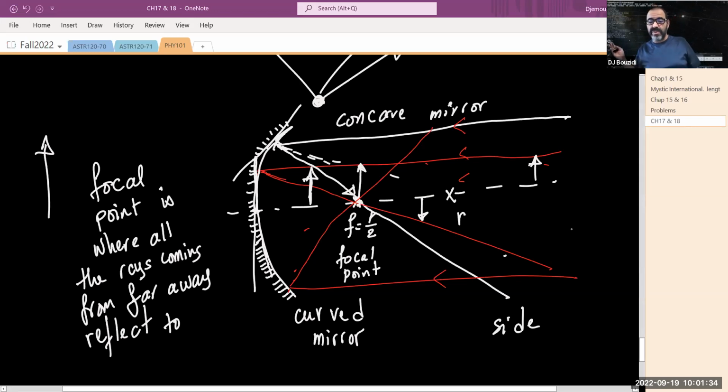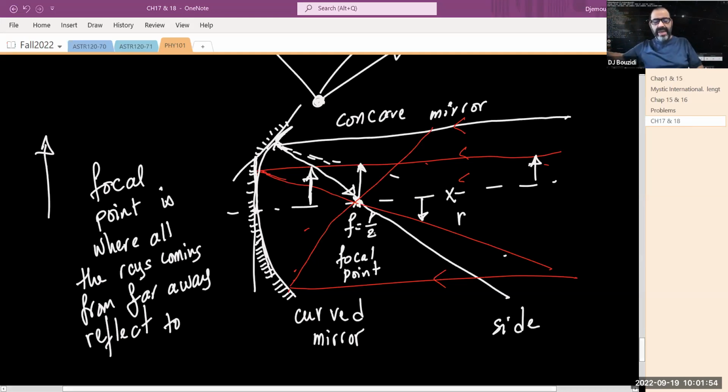But if you put it far away from the focal point, you're going to produce an image that is real, inverted, and on the same side, okay? So it's a real image, inverted, flipped on its side, that's all. Reflected, if you wish. If you put it on the focal point, you're not going to see an image at all. The image will disappear.